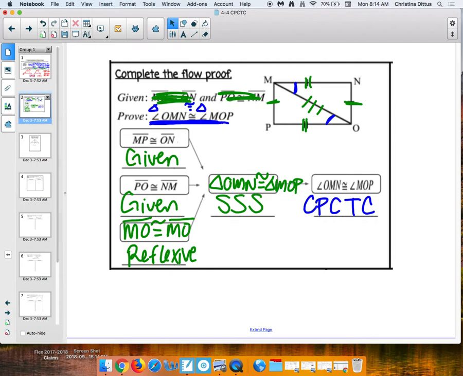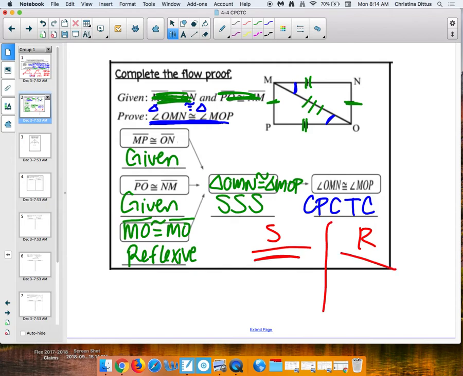It helps that it's always going to be CPCTC. So your statements and reasons, your first line is always given. Now you're going to have your triangles, because of three letters, and then you're going to have your proof part, and it's always CPCTC.